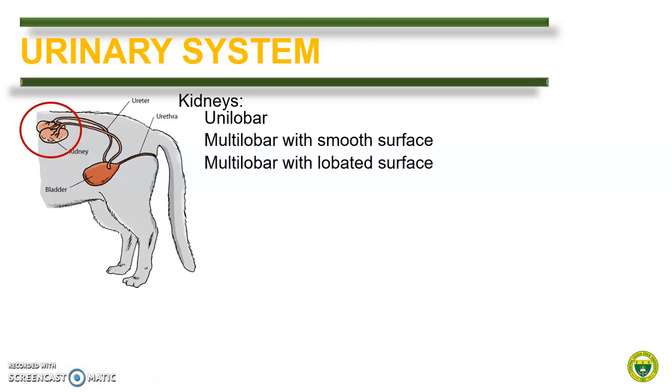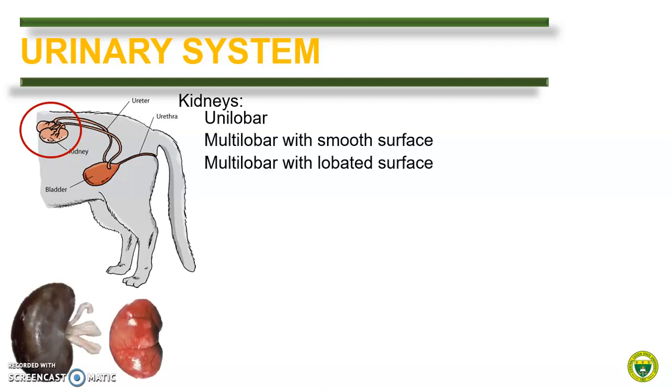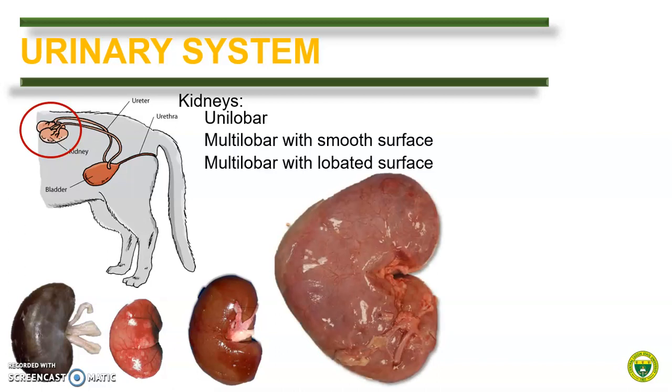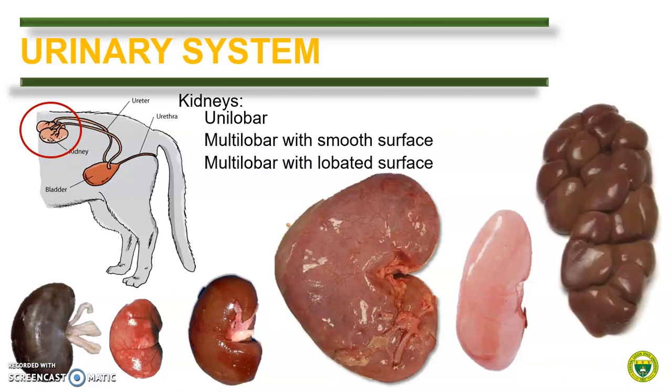Unilobar kidneys are described to have a smooth surface and a single renal papilla as found in dogs, cats, small ruminants like goats and sheep, and horse. Multilobar kidneys with smooth surface and multiple papillae are present in pigs, while multilobar kidneys with a lobated surface and multiple papillae are present in large ruminants.